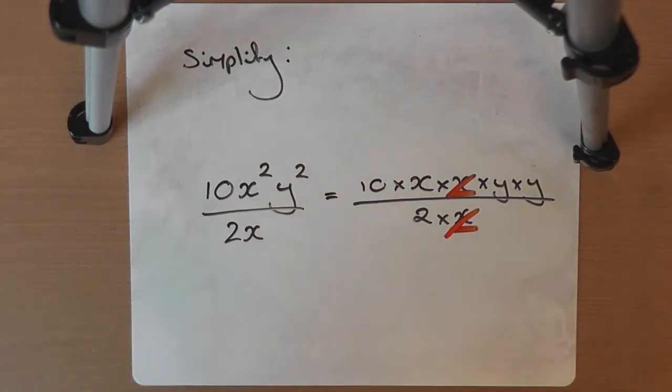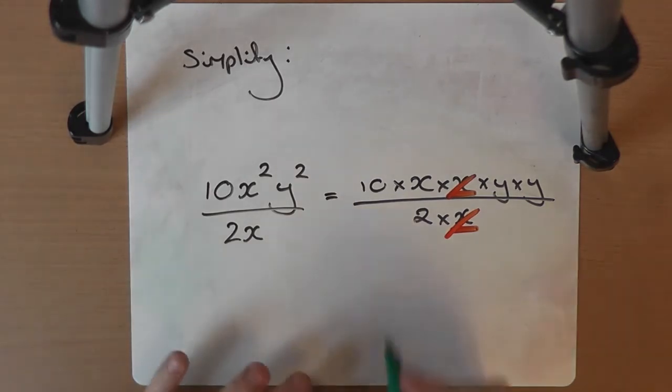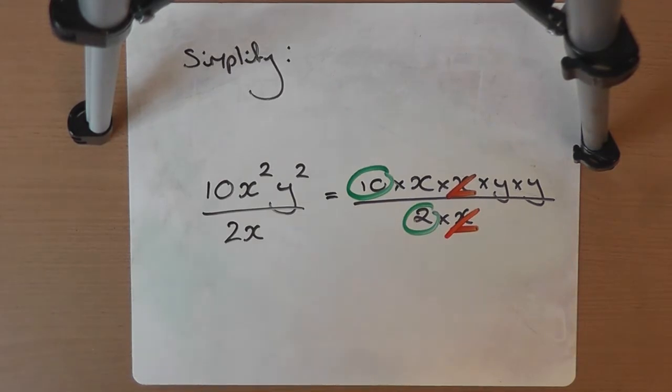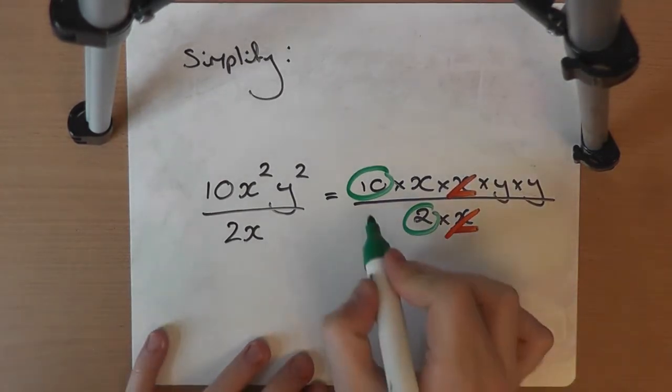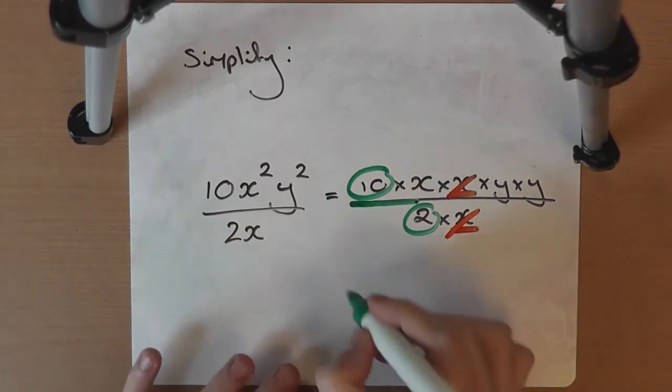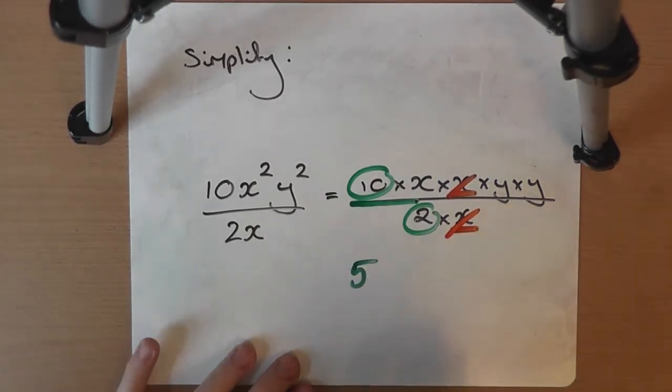The only other thing that we've got on the bottom there is a 2. Now, there isn't a 2 on the top, so we can't just get rid of it, except there kind of is. What have we got on the top? Well, not a 2, but we've got a 10 on the top and a 2 on the bottom. 10 divided by 2. Why divided by? Because that's what this line means. 10 divided by 2 is 5.